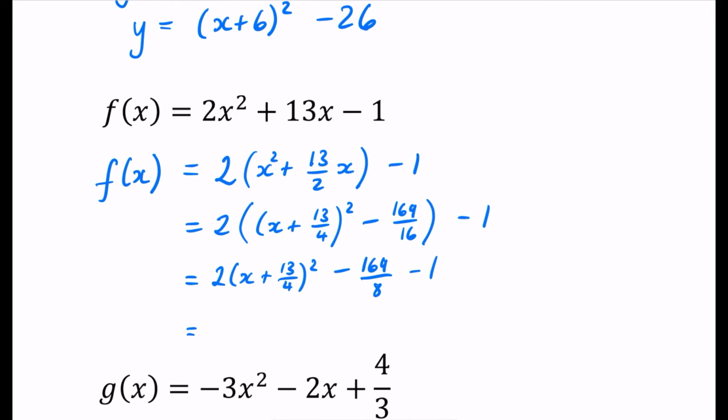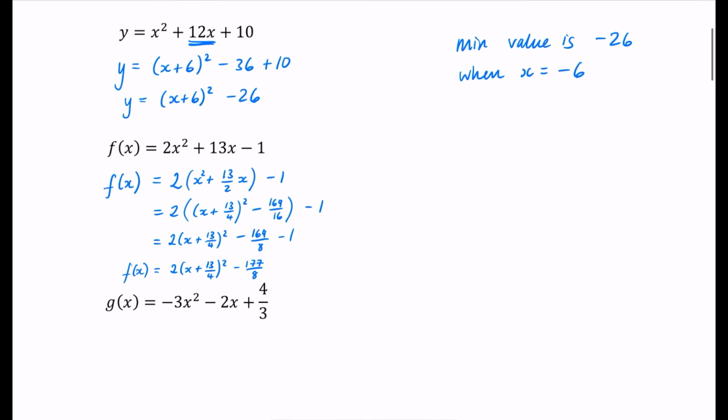So my final version for this is that f of x is equal to 2 lots of x plus 13 over 4 squared. And you can do this on your calculator if you want to, but I'm just going to do minus, what would it be, 177 over 8 for that in completed square form. So again, it's a U-shaped quadratic that we have here because there's a positive coefficient.